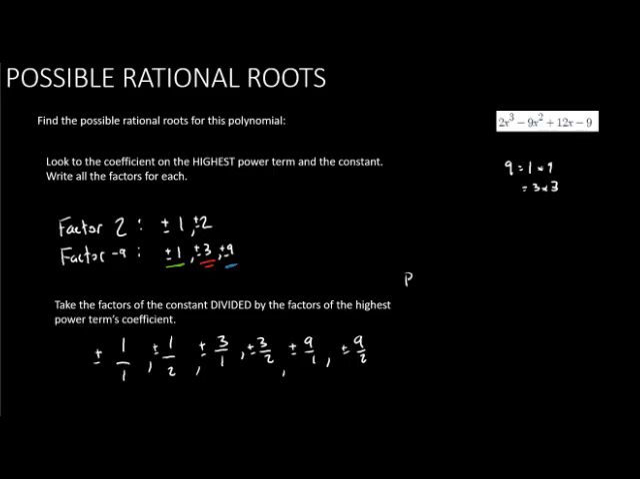Let's first list the positive options. The lowest number in this set is 1/2, followed by 1, followed by 3/2, followed by 3, then 9/2, and then 9. 6 possible positive rational roots. And we'll use the same numbers for our negative rational roots.